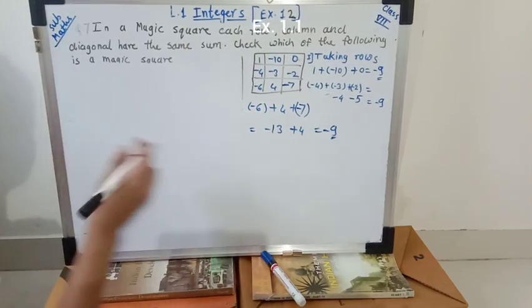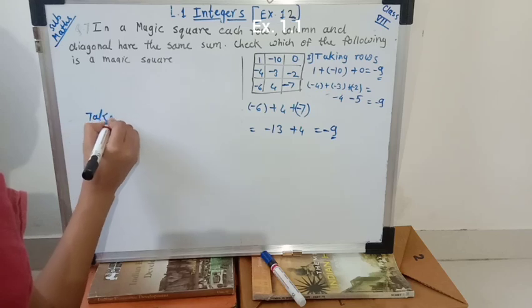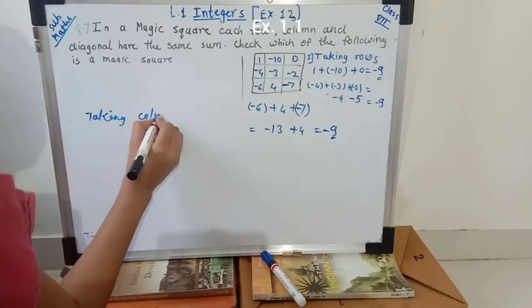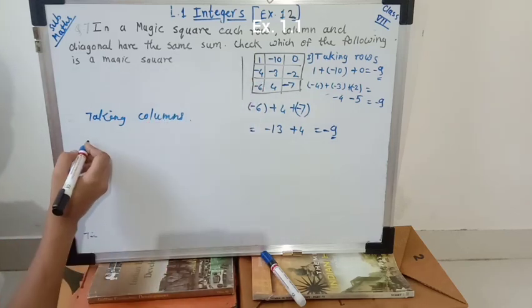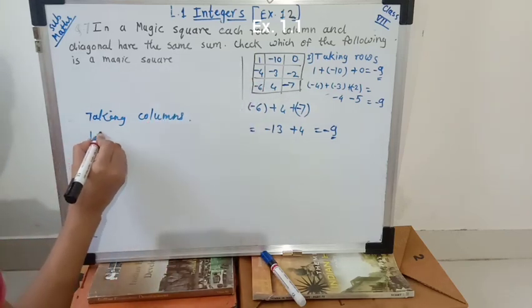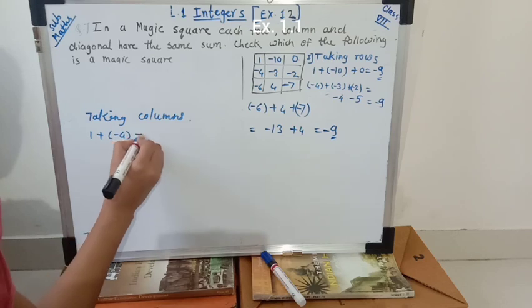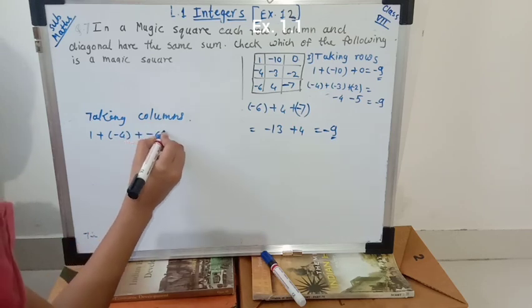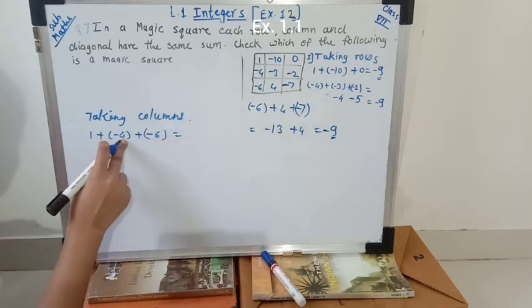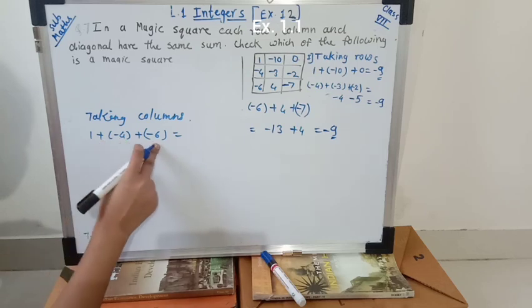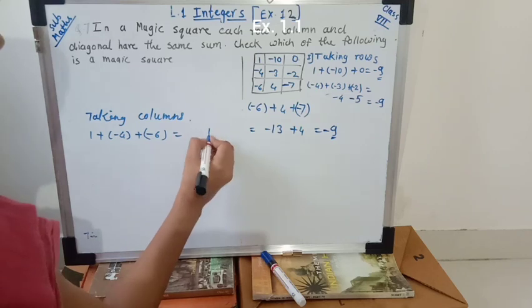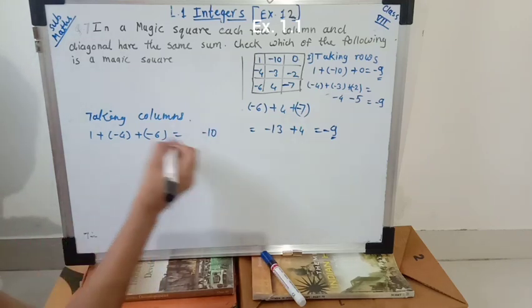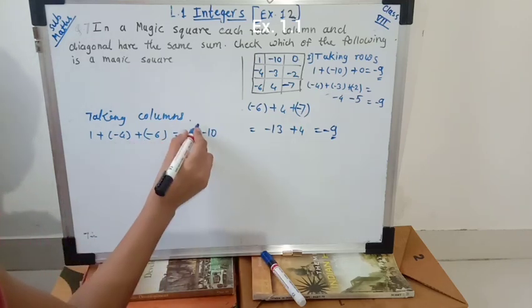Now here I'll do the addition of the columns. Okay, now let's take the first column: 1 plus minus 4 plus minus 6. Here two numbers have the negative sign, so we have to do the addition. So 4 plus 6 is equal to 10. Give the sign of the bigger number and take the 1 over here.